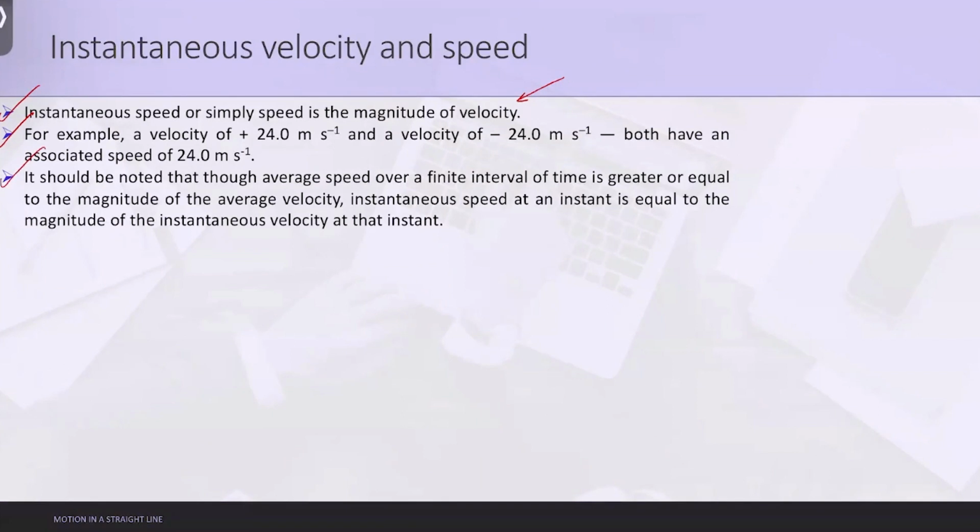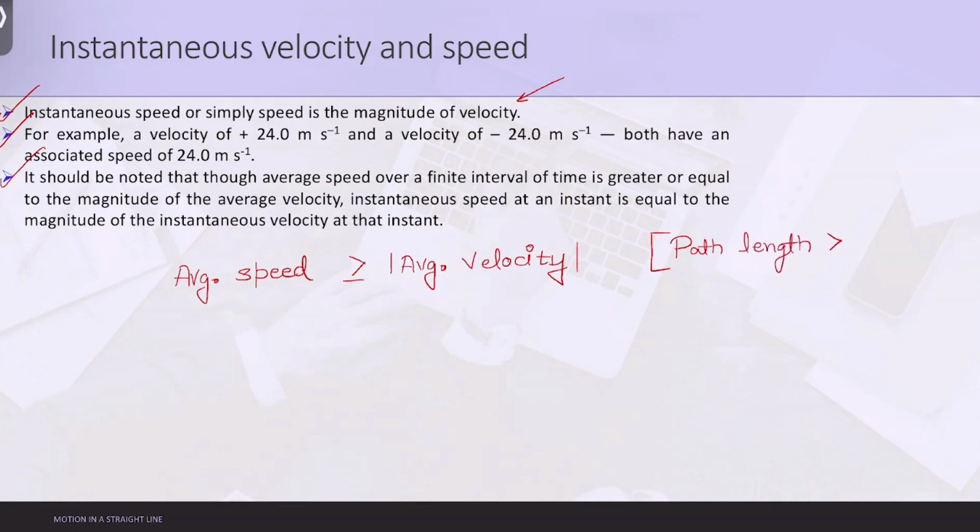I will write this mathematically. It is saying that average speed over a finite interval of time is always greater than or equal to the magnitude of, please remember, the magnitude of average velocity. Why is this the case? This is because the path length is greater than or equal to the displacement. Instantaneous speed at an instant is equal to the magnitude of instantaneous velocity at that instant.